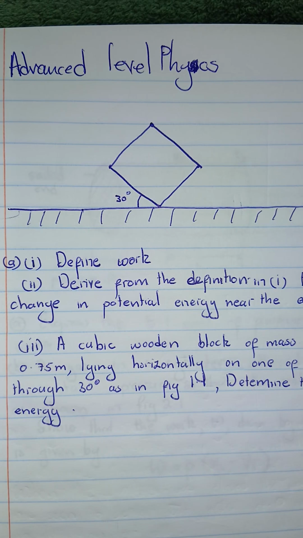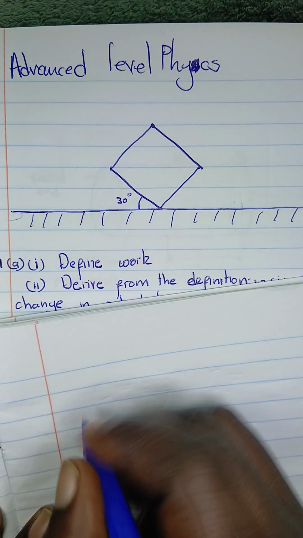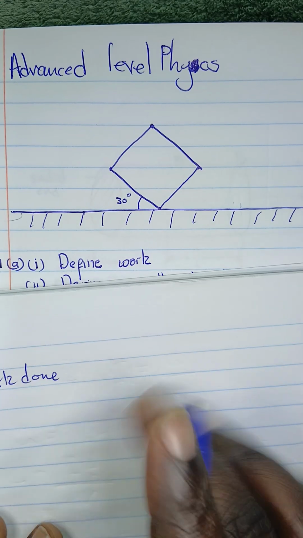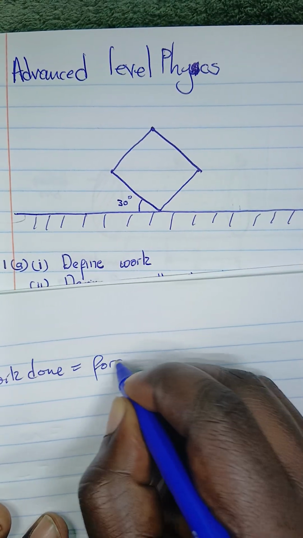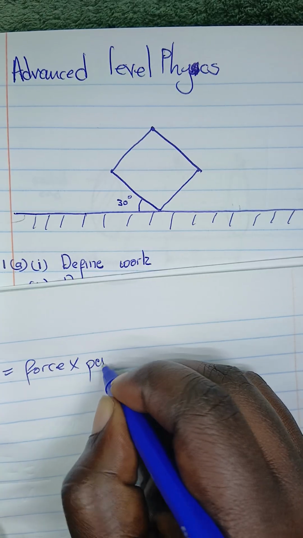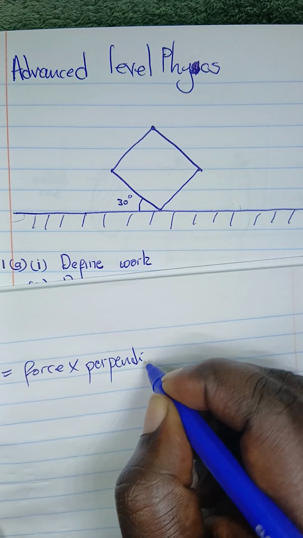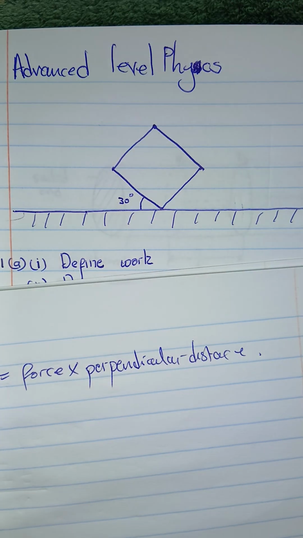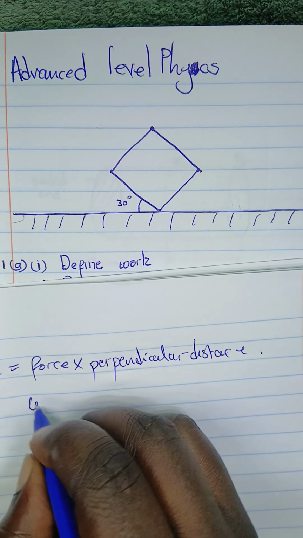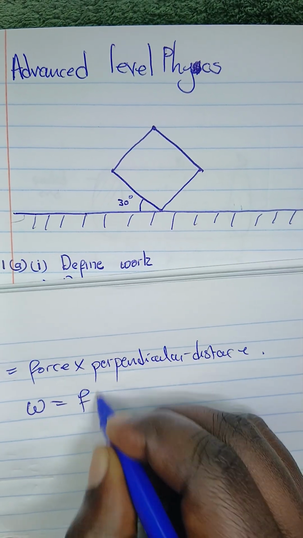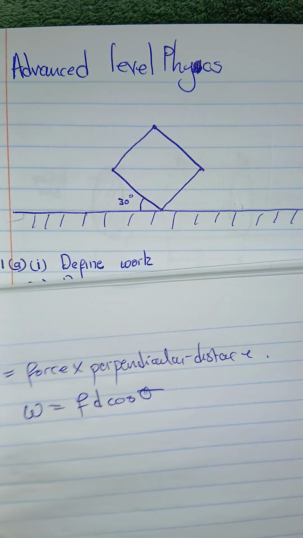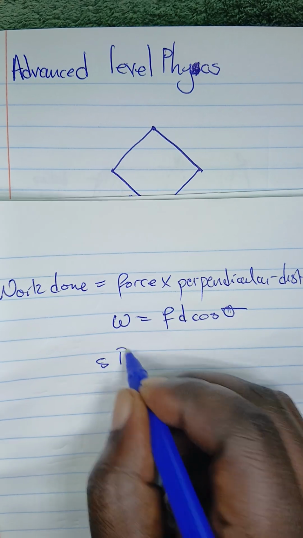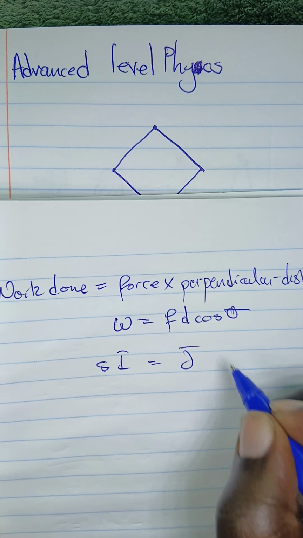Solve the following question. Define work. Work done is equal to force times perpendicular distance. So that's work done. So it's going to be W = Fd cos theta. Its SI unit is joules.